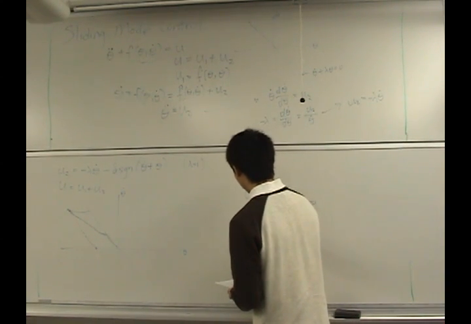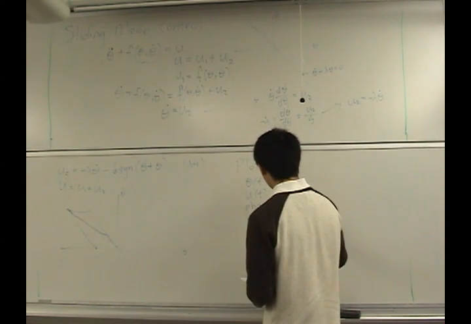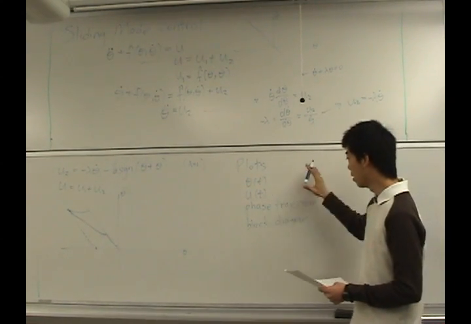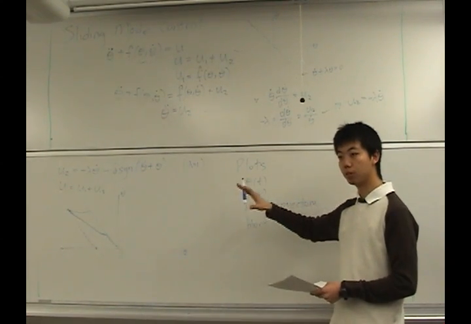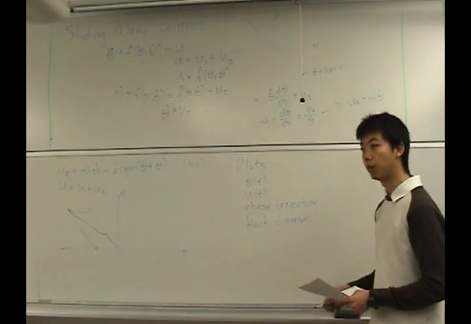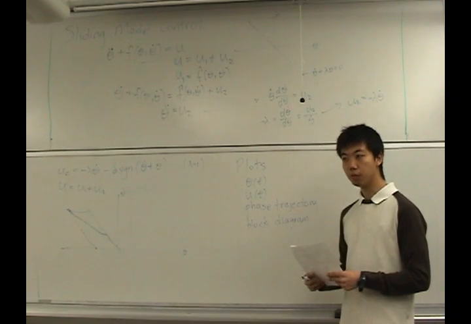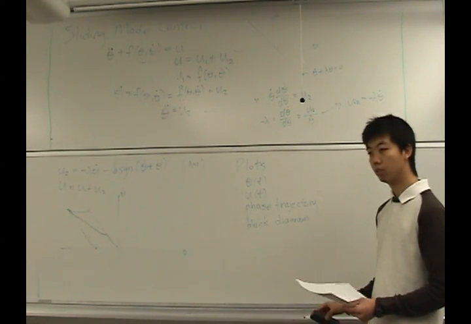And your plot diagram. So, plot the sliding mode control over the bang-bang controller, and just compare them. And that's pretty much it for question 1. Straightforward. Any questions?